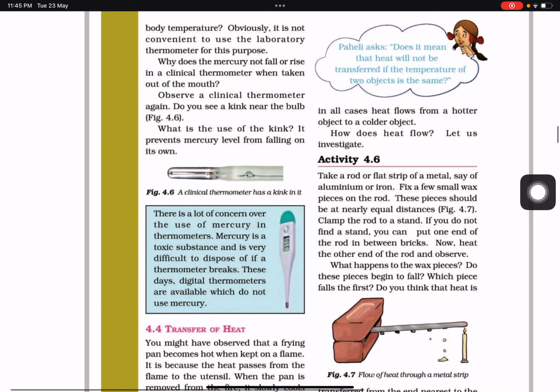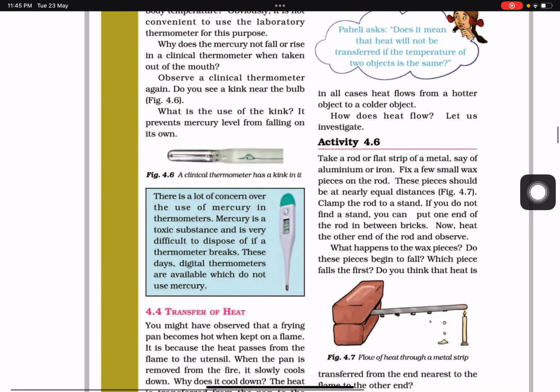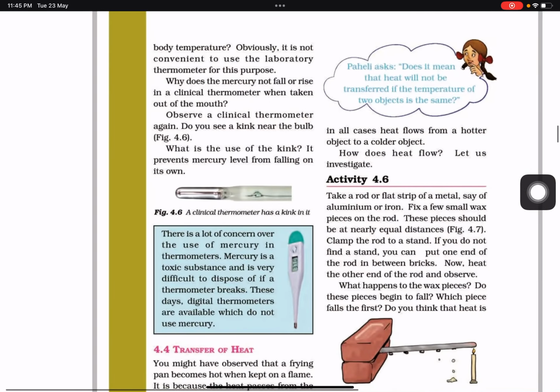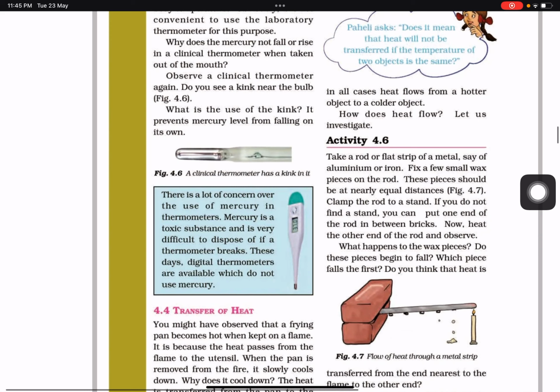Now a clinical thermometer has a kink inside. You can see that this kink, it is a kink. Nowadays, you don't see the mercury thermometer anymore.